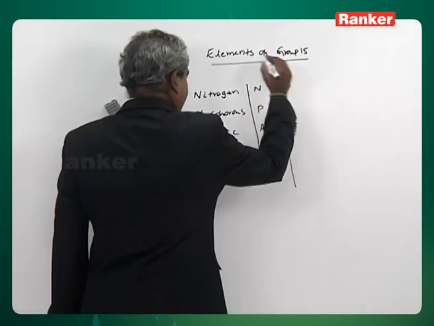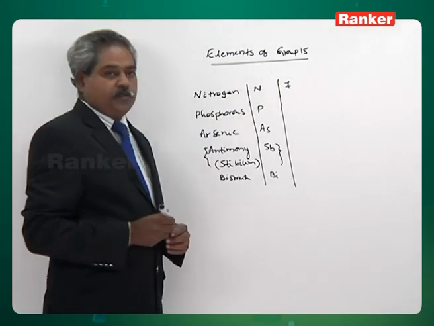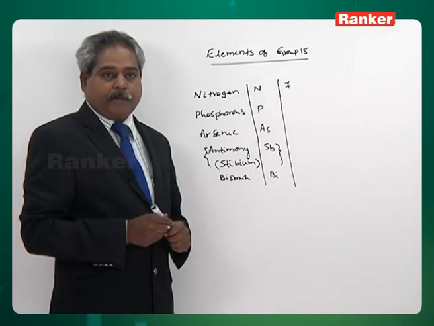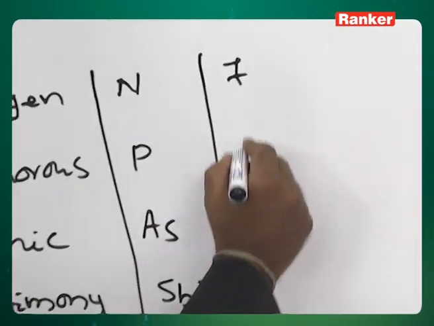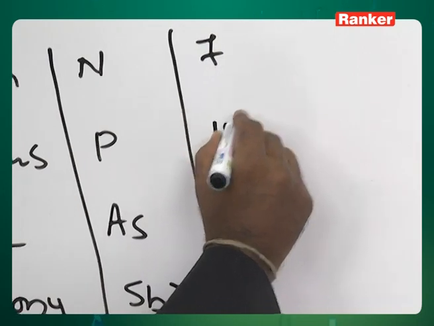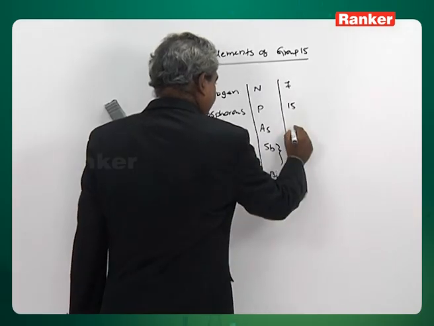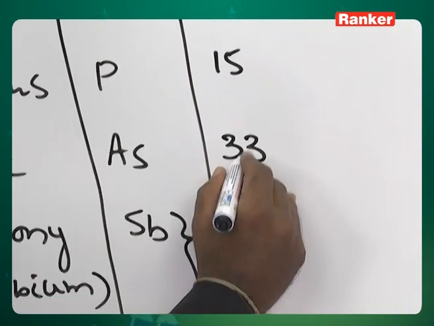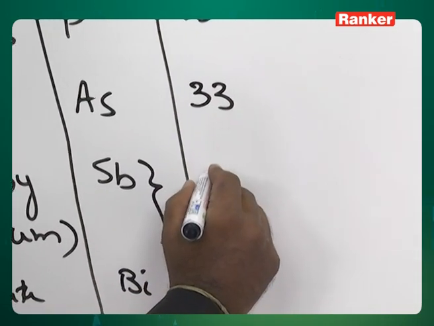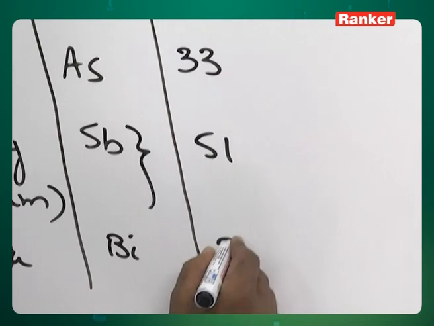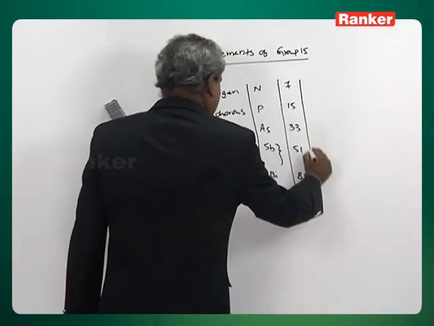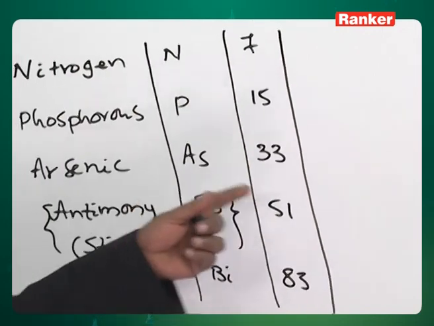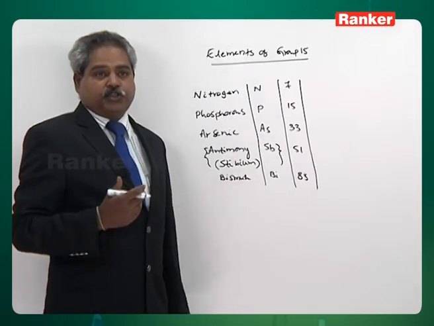Nitrogen is 7. The atomic number of nitrogen is 7. How can you find the others starting with this 7? 7 plus 8, 15, plus 18, 33, plus 18 again, 51, 83. What is the rule governing this? It's okay, I have added 8 here, 18 here, but how? What is the general rule?